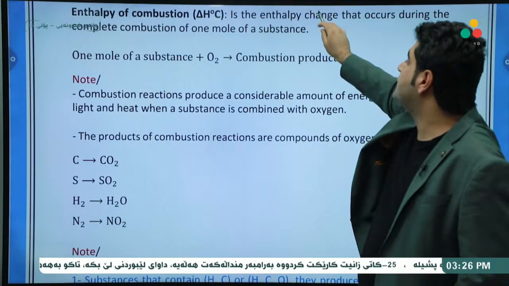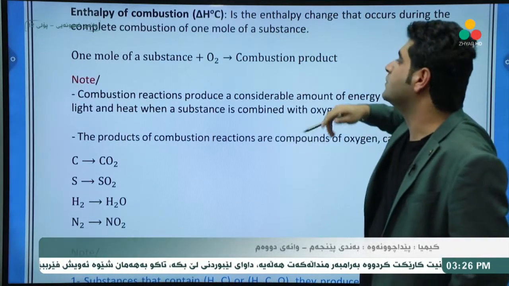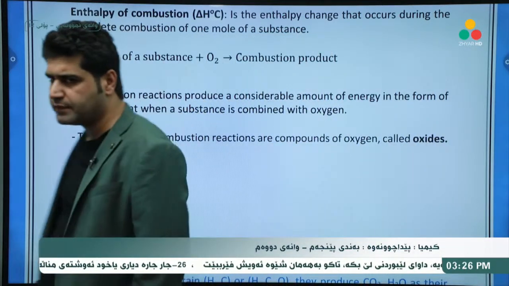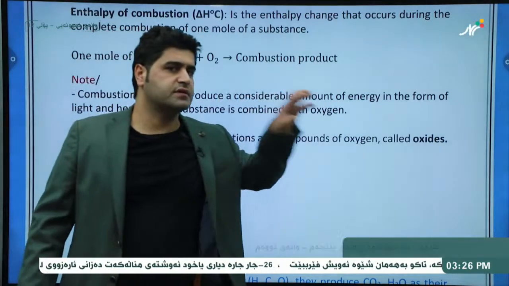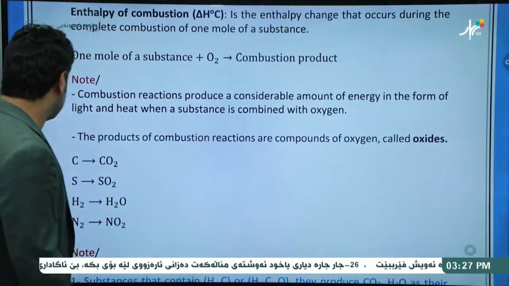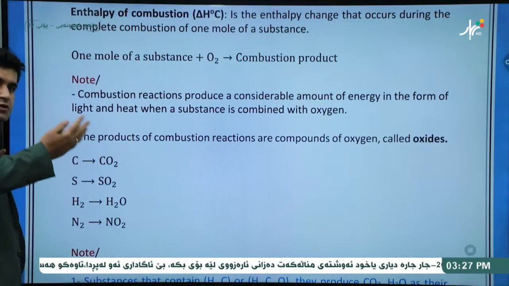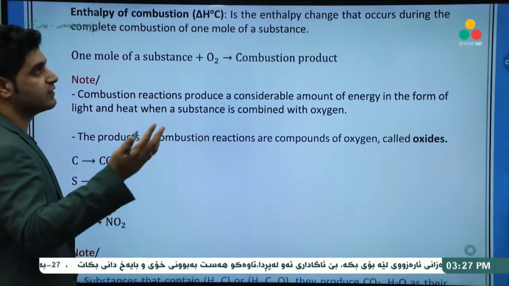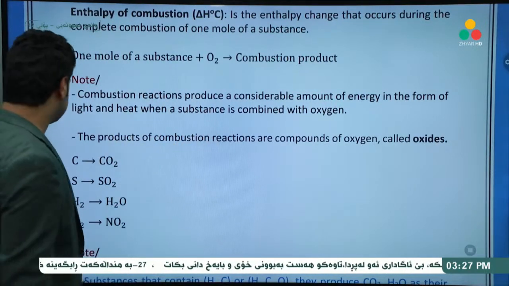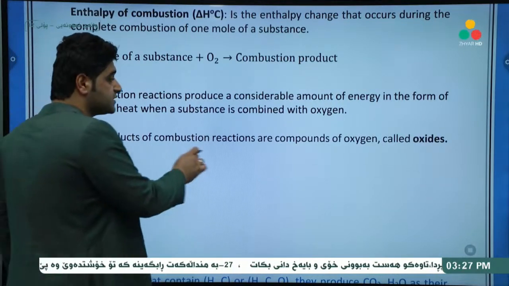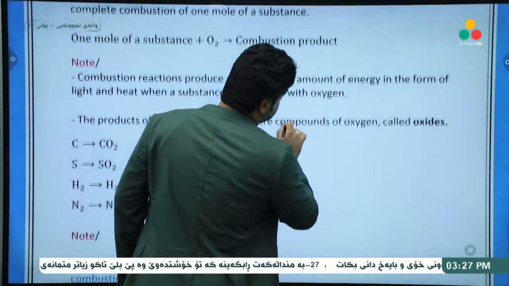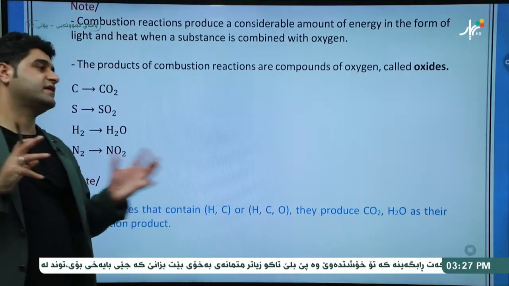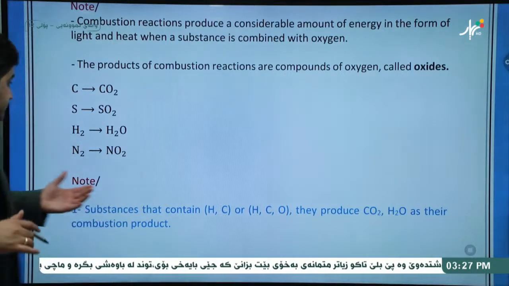Delta Hc, enthalpy of combustion, is the enthalpy change when 1 mole of a compound is completely burned. Well, about the enthalpy of formation, we put the compound in the product. But now we have to write it in the reactant and then plus O2 to form its combustion products. The products of combustion reactions are compounds of oxygen called oxides, because, as I told you, we have to combine the compound with oxygen to form oxides.